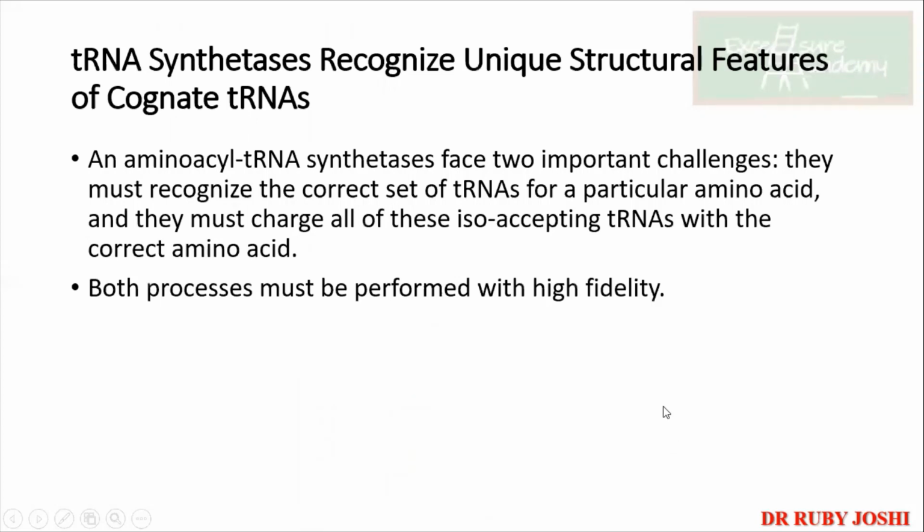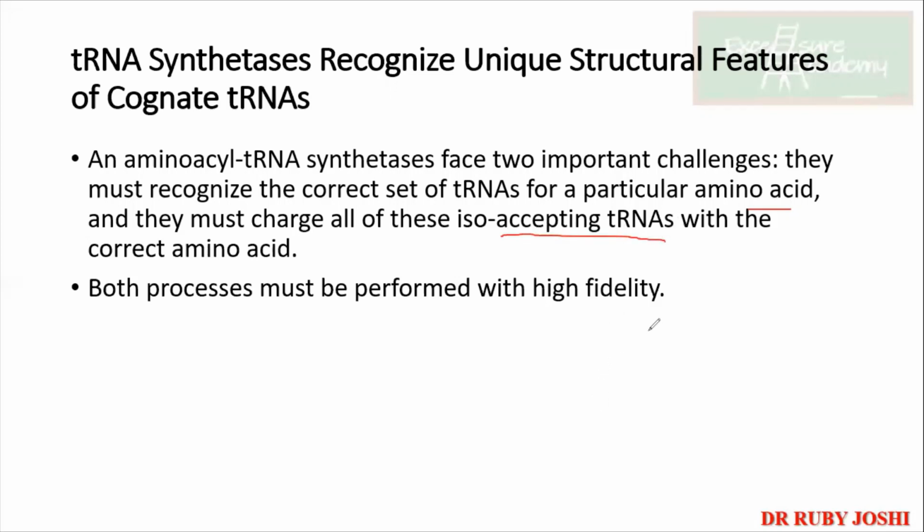Now, the tRNA synthetases recognize unique structural features of the cognate tRNAs. Cognate tRNAs, what does that mean? The tRNA for a particular codon is the one that carries that particular amino acid, okay? So aminoacyl-tRNA synthetases face 2 important challenges. They must recognize the correct set of tRNAs for a particular amino acid, and they must charge all of these iso-accepting tRNAs with the correct amino acid.